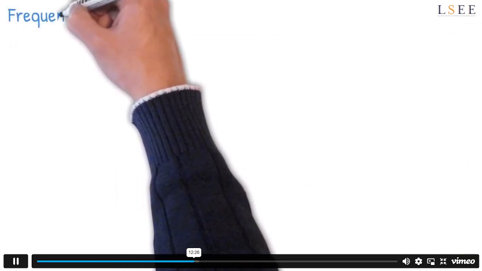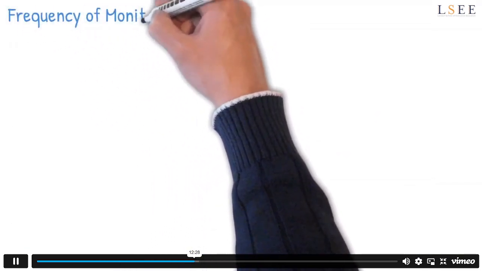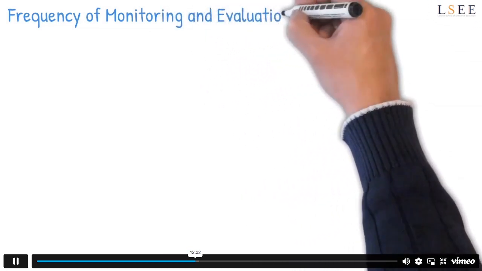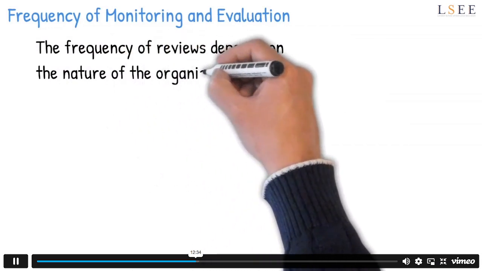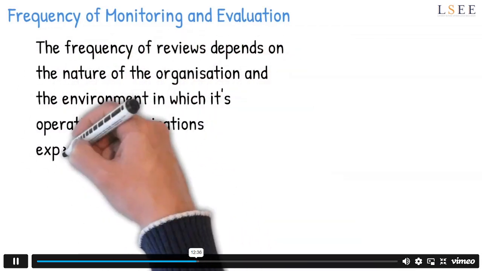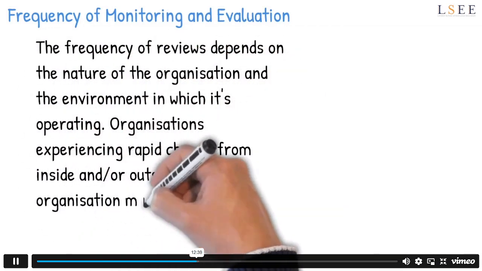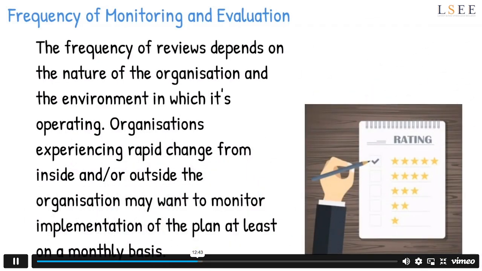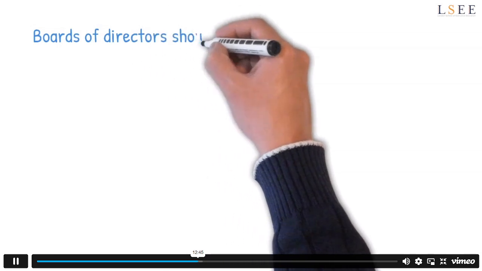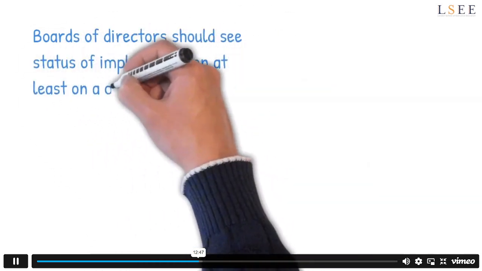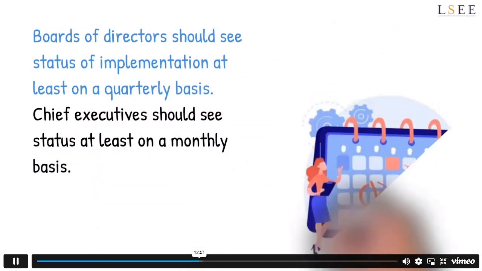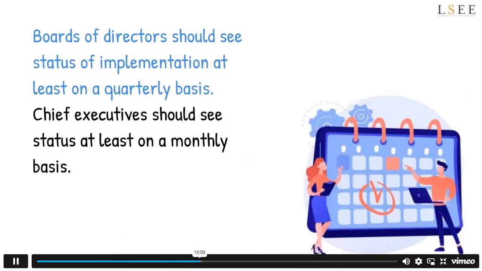Frequency of monitoring and evaluation. The frequency of reviews depends on the nature of the organization and the environment in which it's operating. Organizations experiencing rapid change from inside and/or outside the organization may want to monitor implementation of the plan at least on a monthly basis. Boards of directors should see status of implementation at least on a quarterly basis. Chief executives should see status at least on a monthly basis.